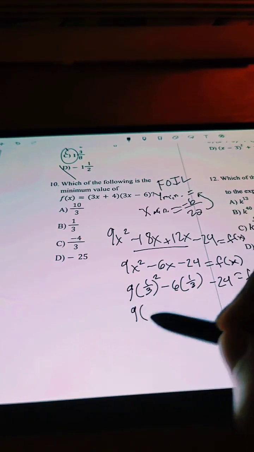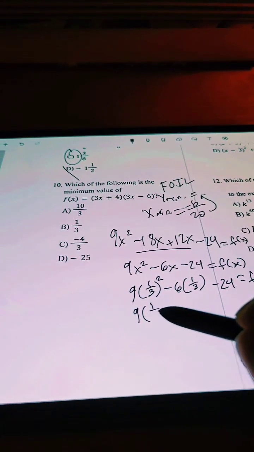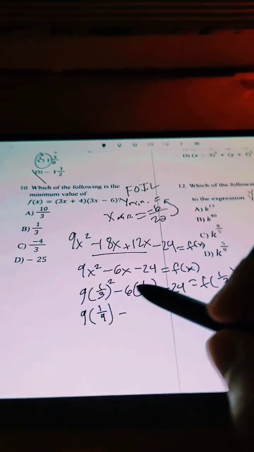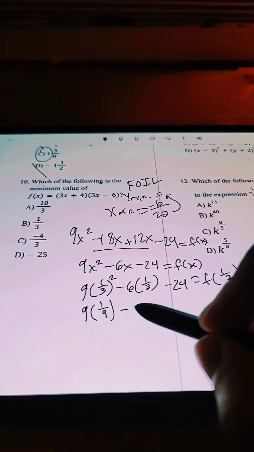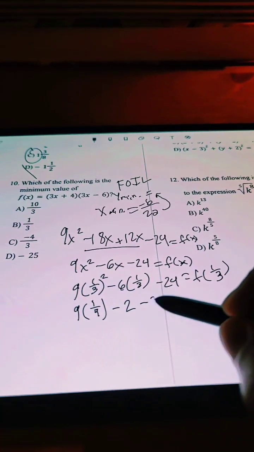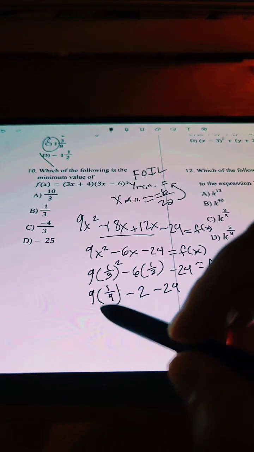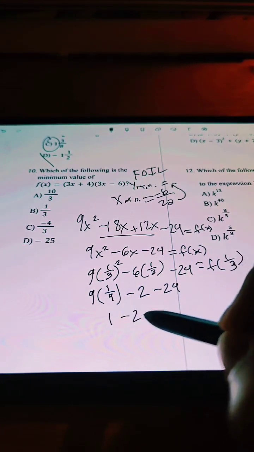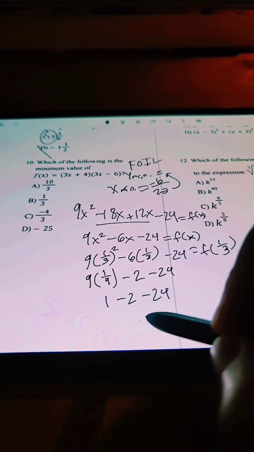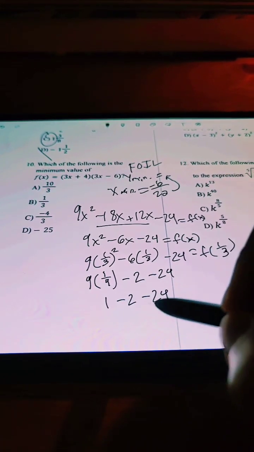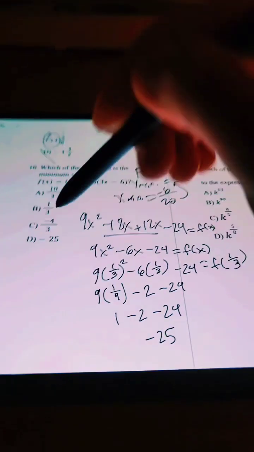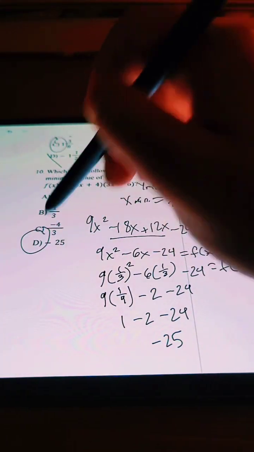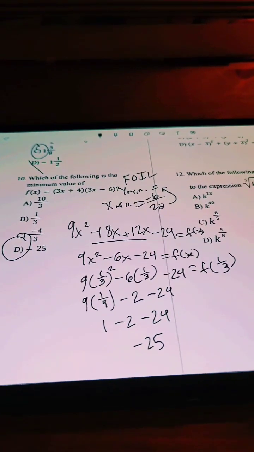So it's going to be 9 times 1/3 times 1/3 is 1/9. And then 6 times 1/3 is going to be 2, so minus 2. And then minus 24. 1/9 of 9 is just 1, so 1 minus 2 minus 24. So that's going to be 1 minus 2 is negative 1. Negative 1 minus 24 is going to be negative 25. So the correct answer would be D.